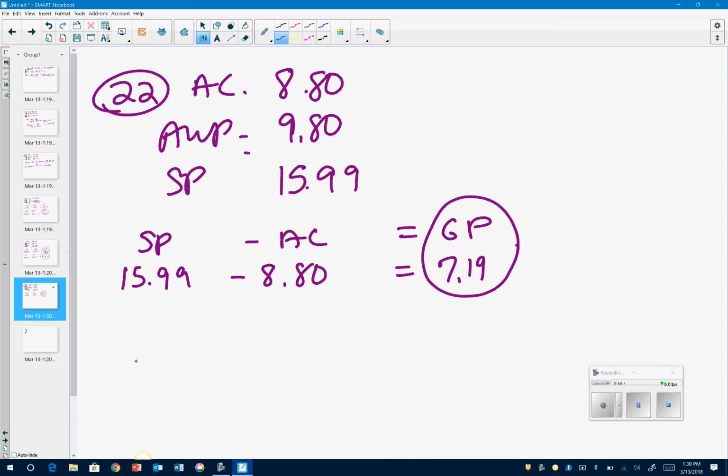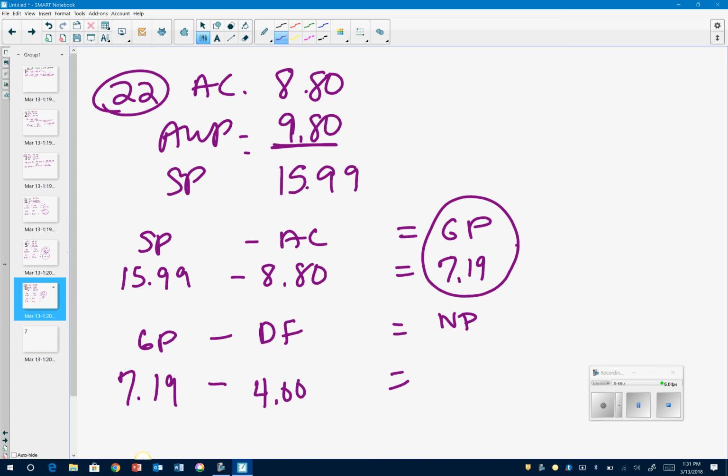Okay. Now you'll take your gross profit minus the dispensing fee. It will equal your net profit. Okay. So your gross profit, remember, from above was $7.19. The dispensing fee is going to be different because it is below $10, so it's only a $4 fee. Okay, so $7.19 minus 4, of course, will equal your $3.19 as the net profit.